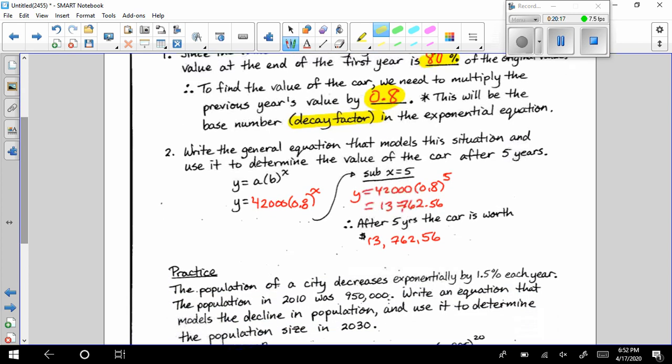Question 2 related to this says, write the general equation that models this situation and use it to determine the value of the car after 5 years. Here's my general formula. Here's the more specific formula based on the information from the question. My initial value is $42,000. My base is 0.8, and x is going to be the number of years that have elapsed. Well, after 5 years, subbing in that x value of 5, the car is worth $13,762.56.